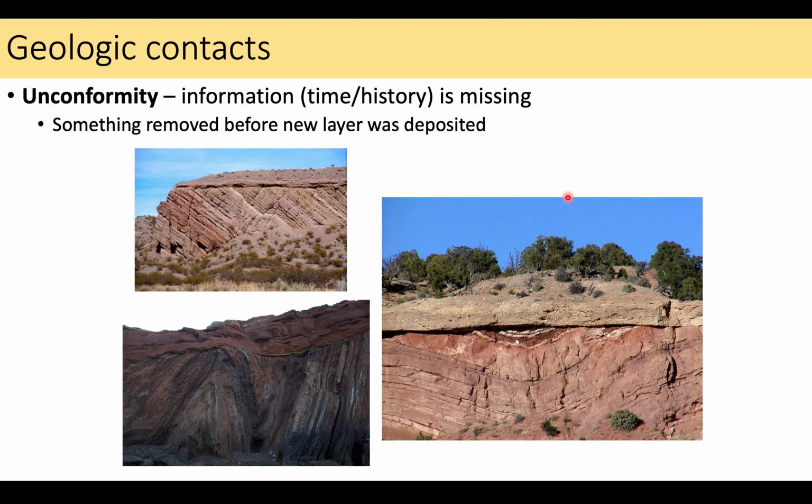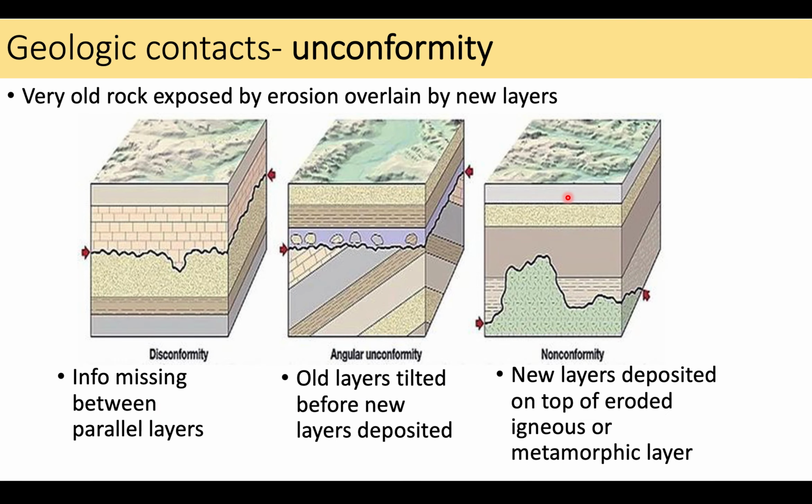So this is an unconformity where something is missing. Something in time, something in history, some information is missing because we can tell there's a gap in the strata, a gap in the story of these rocks. So an unconformity, there's a couple of different types.